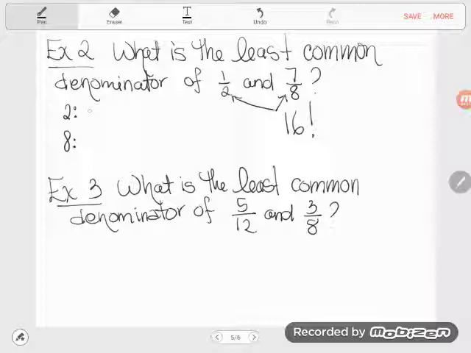The 2 times table starts 2, 4, 6, 8. That number 8 is actually on the 2 times tables, and of course it's on the 8 times tables. So those two numbers run into each other before 16. The least common denominator, the first time they run into each other, is at 8.